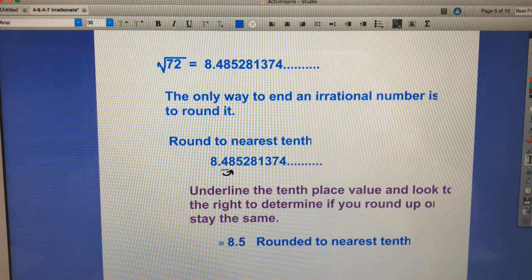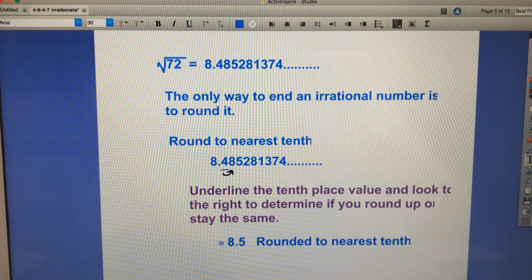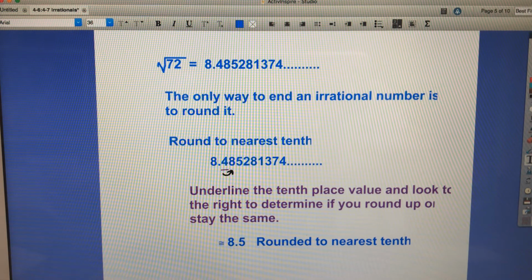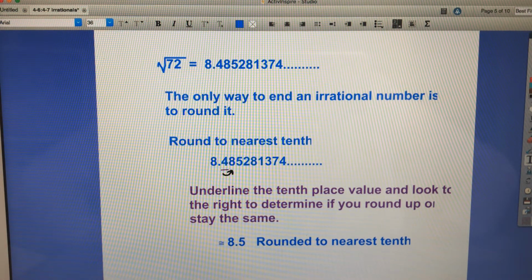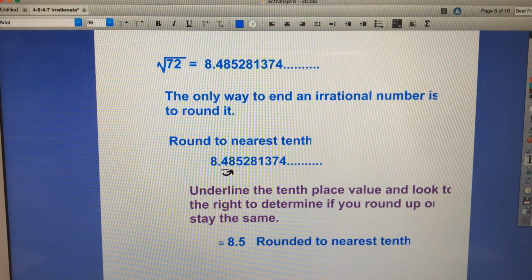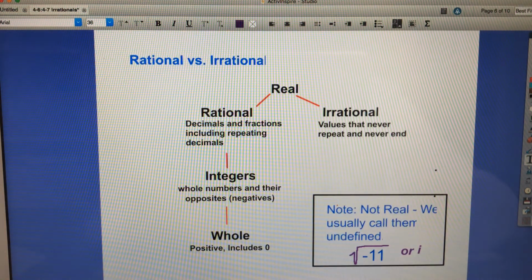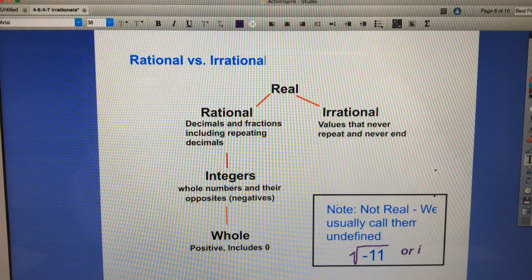Square root of 72. You can put it in your calculator and you just get a number that goes on and on and on. It is irrational. In order to solve it or to make it usable, you need to round it. So either round to the nearest tenth, round to the nearest hundredth, but you have to use your rounding skills. Underline the tenth place value, look to the right to determine if you round up or you stay the same. In this case, 8 says round up. My answer is 8.5.